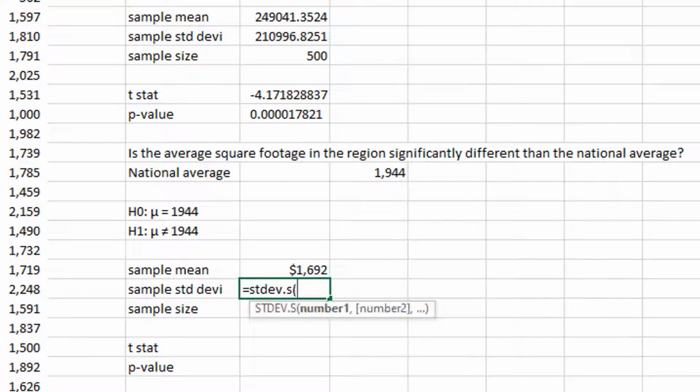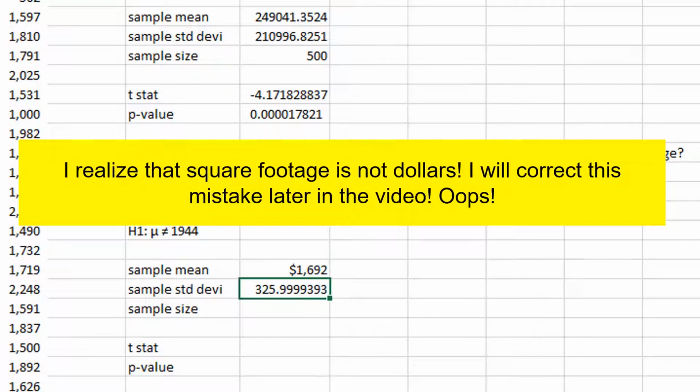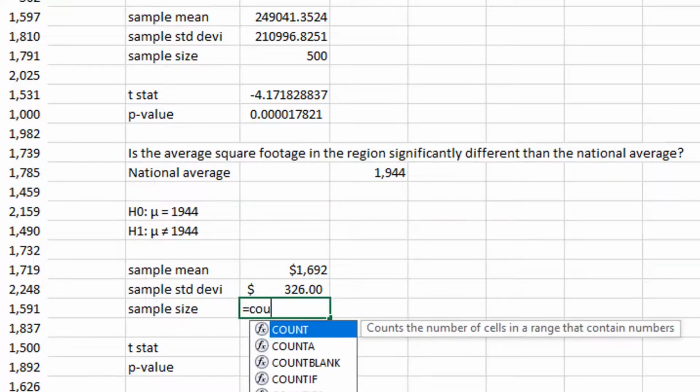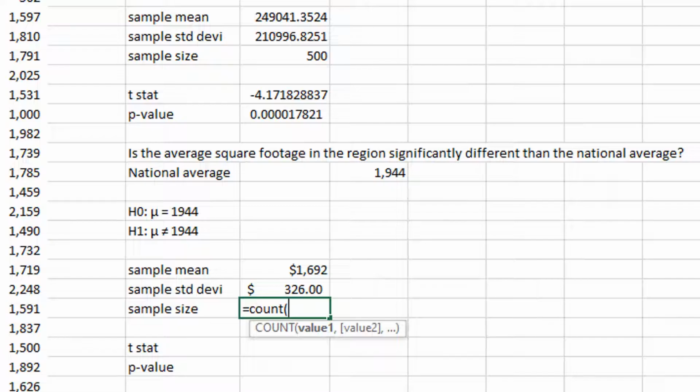STDEV.S for column E. And this is something that I do not get: it puts a dollar sign on the average, but on the standard deviation it doesn't put a dollar sign. They're the same units, it's also in dollars, so I'm actually going to put this in dollars. Sample size, of course, is 500, but just to be safe I'm going to use COUNT, to show you again how I did it. Count everything in that column E.